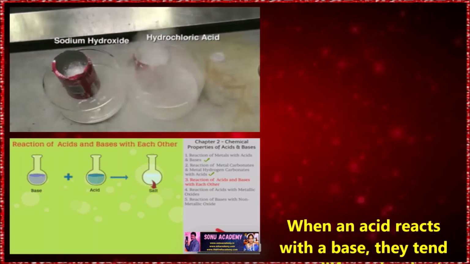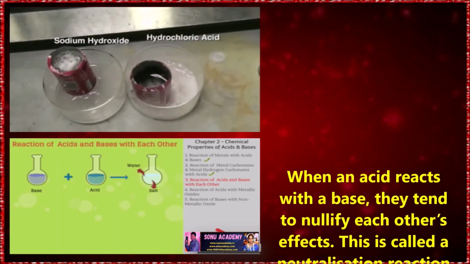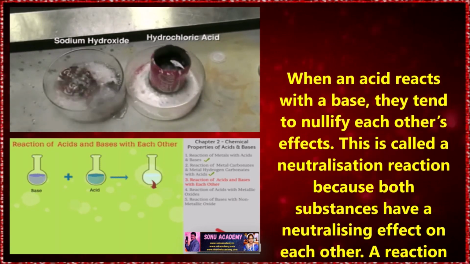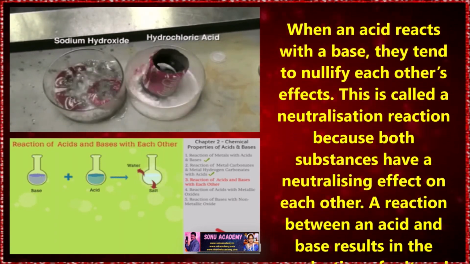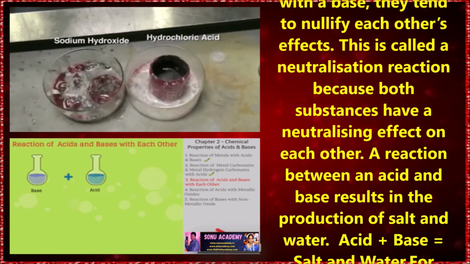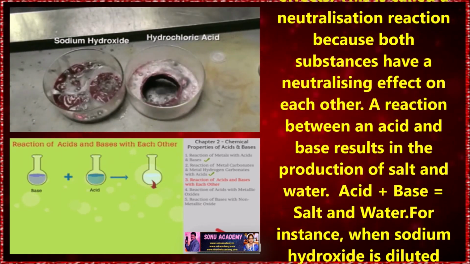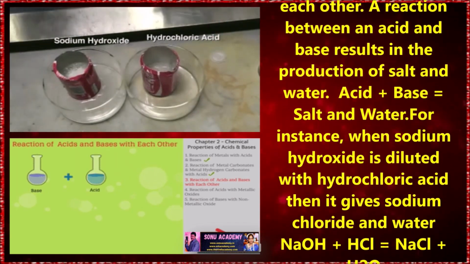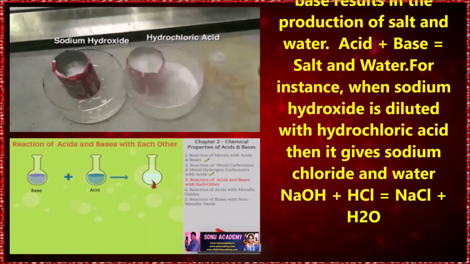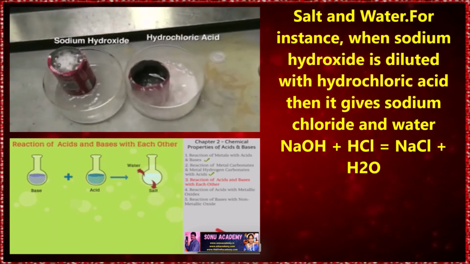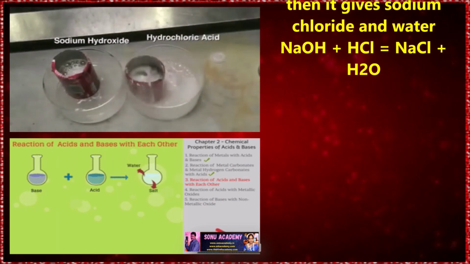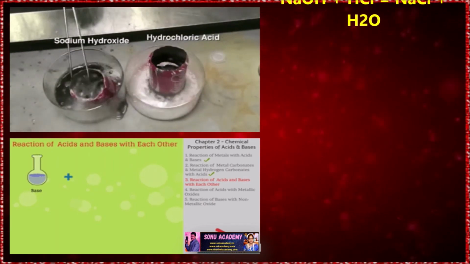Children, let us discuss how acids and bases react with each other. When an acid reacts with a base, they tend to nullify each other's effects. This is called a neutralization reaction because both substances have a neutralizing effect on each other. A reaction between an acid and a base results in the production of salt and water. Acid plus base gives salt and water. For instance, when sodium hydroxide reacts with hydrochloric acid, it gives sodium chloride and water.